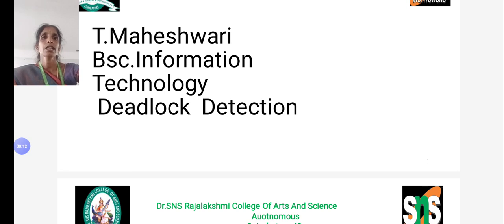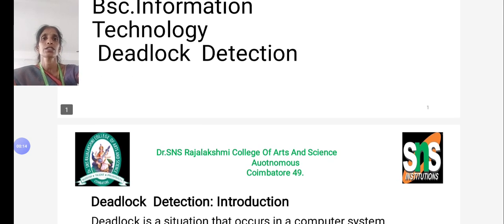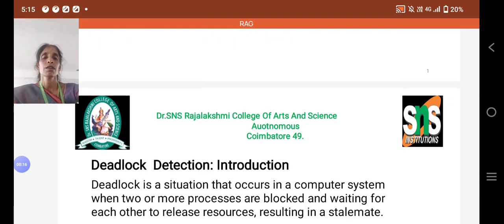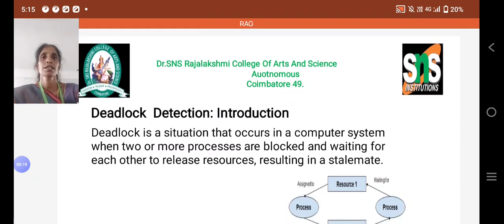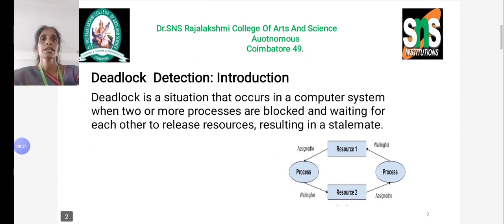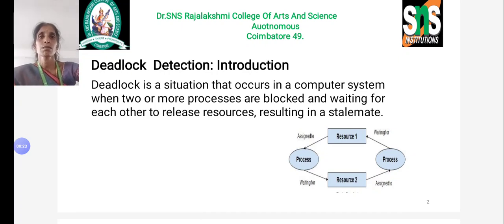In this video, I am going to discuss deadlock detection and how we can avoid the deadlock. Here is an introduction about deadlock detection. Deadlock is a situation when more than one process is trying to occupy the same resource. This leads to a severe problem, like multiple processes waiting for a single resource. Deadlock can be detected in two different ways.